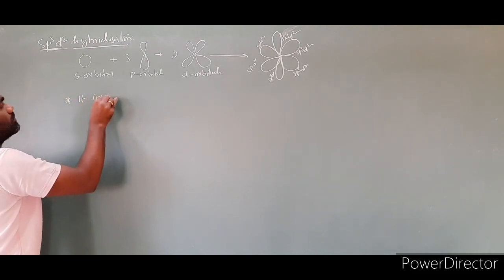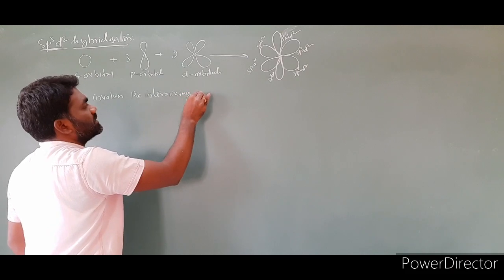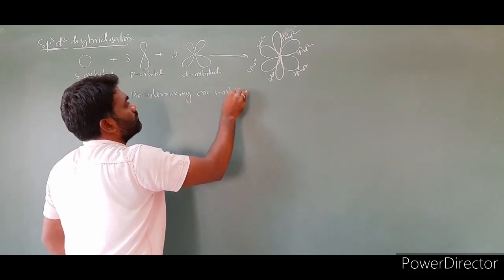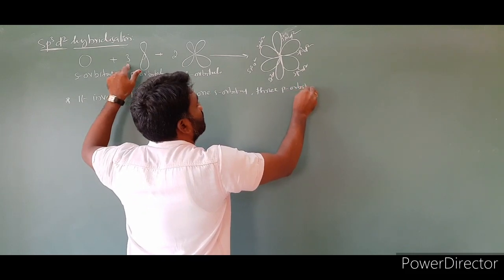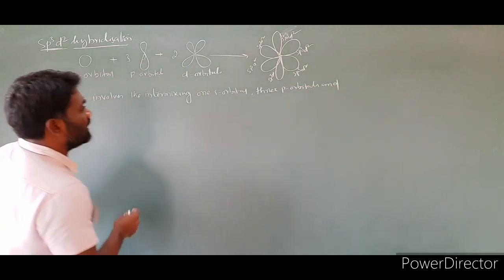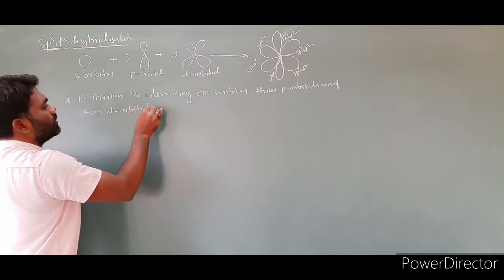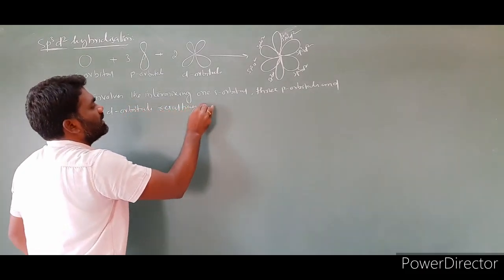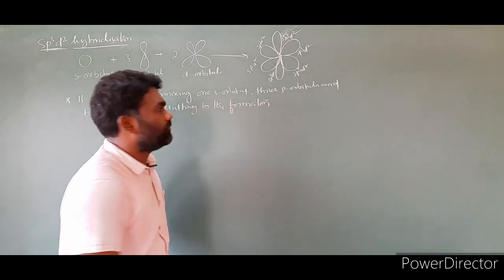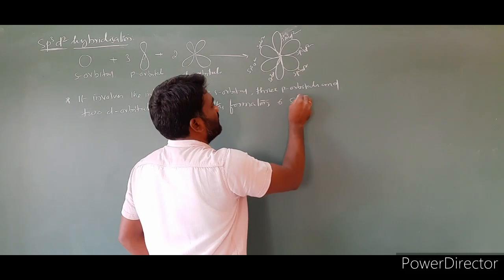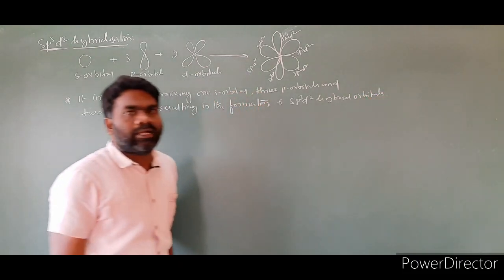It involves the intermixing of one s orbital, 3 p orbitals and 2 d orbitals, resulting in the formation of 6 sp3d2 hybrid orbitals. This is statement number 1.